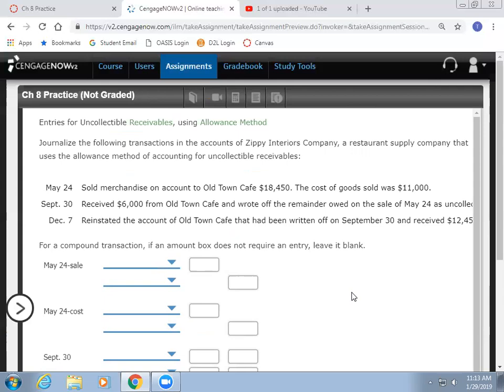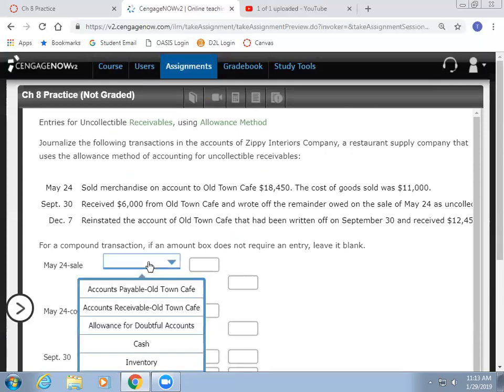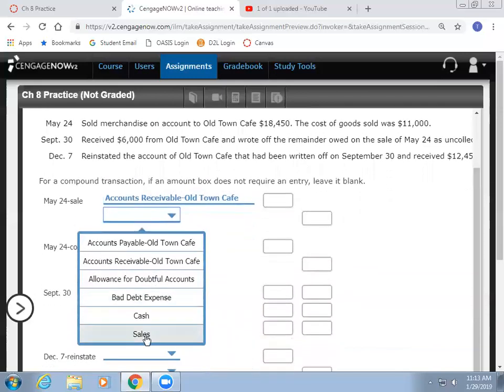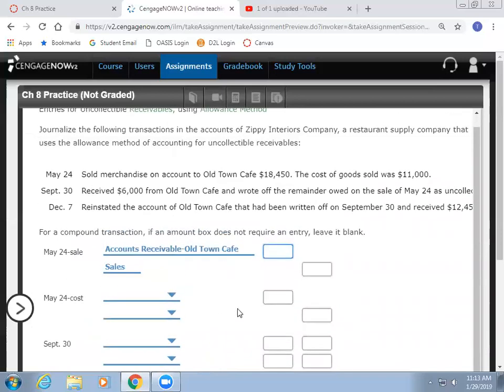So the first thing, that first entry, sold merchandise on account to Old Town Cafe, $18,450. Again, it's just a review. If I sold merchandise on account, what do I debit and credit? Accounts receivable, and then I credit... Perfect. Accounts receivable gets debited for the $18,450, and sales gets credited $18,450. Okay.